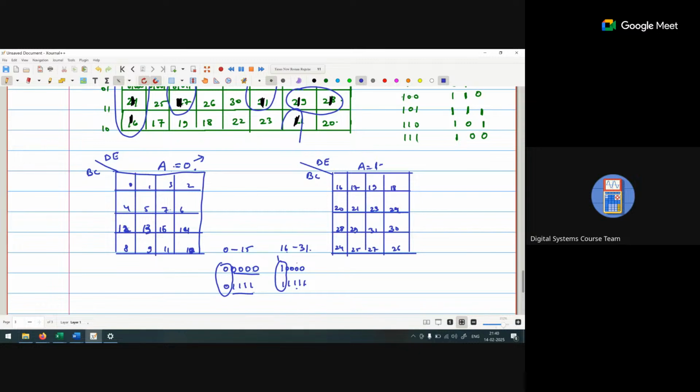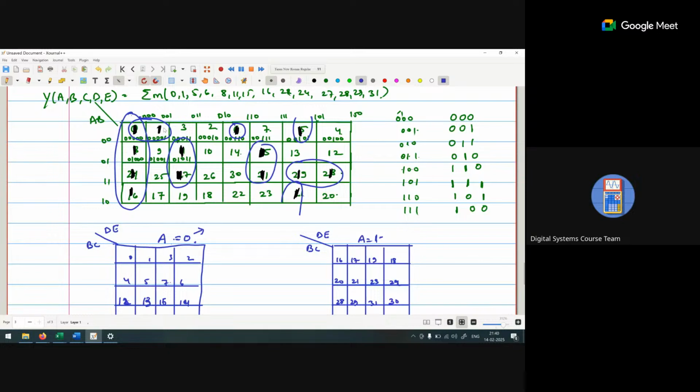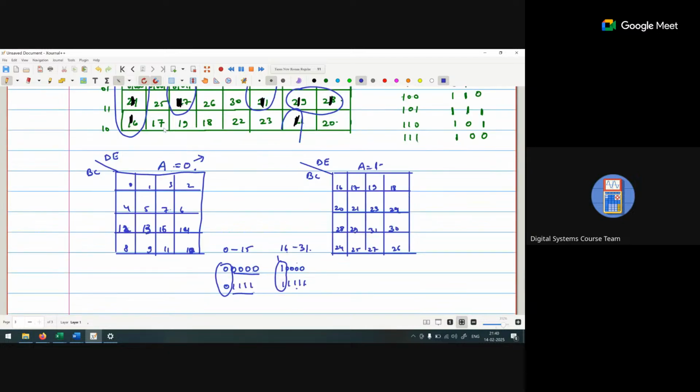Okay, any doubt? Yes, any doubt? So then can we create a group between 2 and 16, the last row of A0 and first row of A1, because if these two are continuous, then we can create that group. If two are continuous, then we can create. No, we are not creating a group in that one.